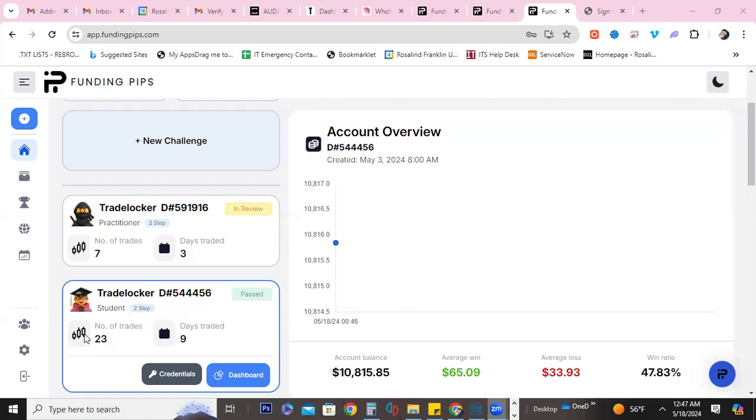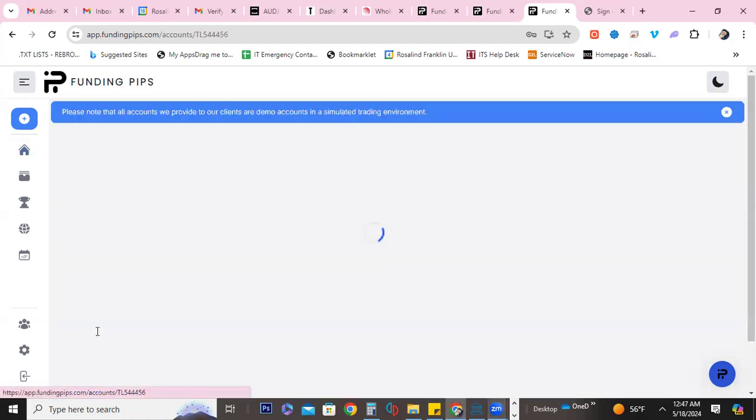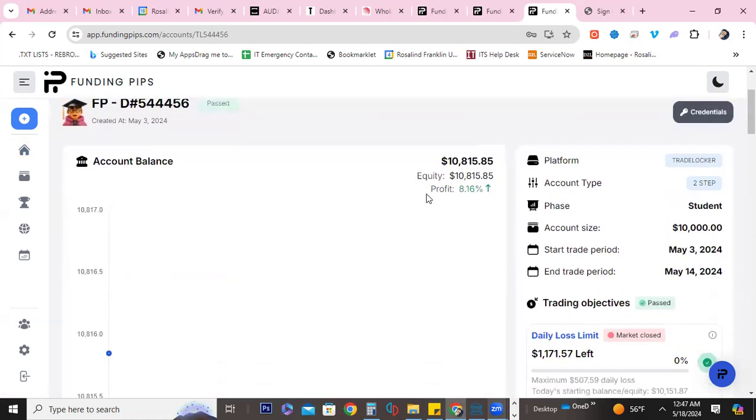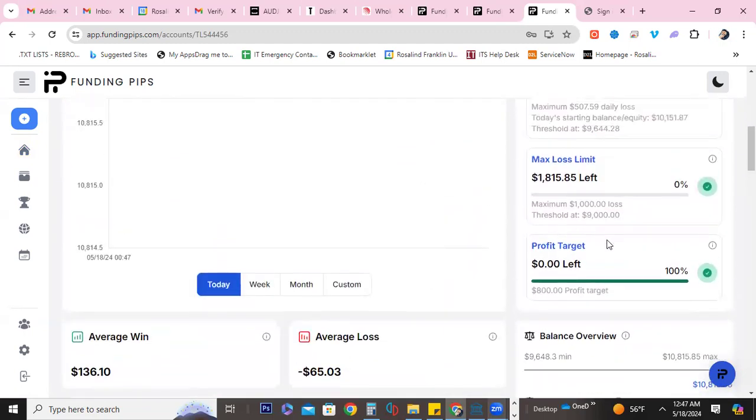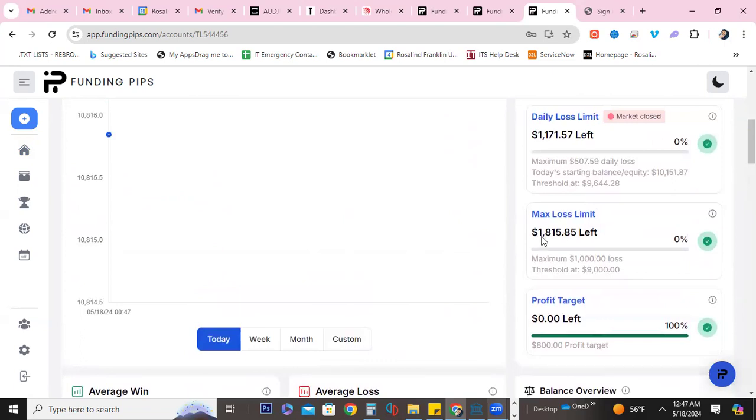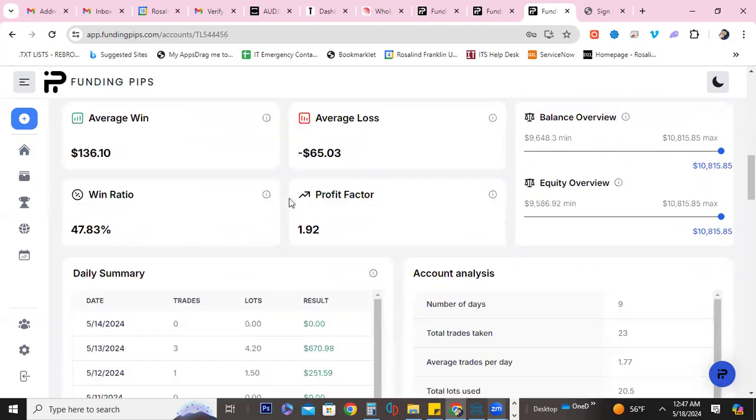And I did 23 trades, and I'm gonna show you why, and what happened. So we're jumping to the dashboard. You see here, the target of $800 was hit. Maximum loss limit was this. Maximum daily loss was this. So I went crazy here.